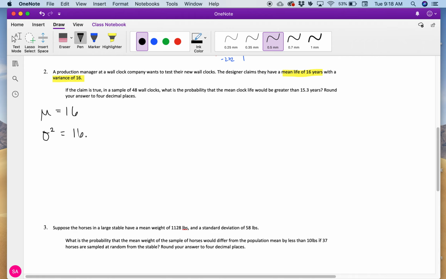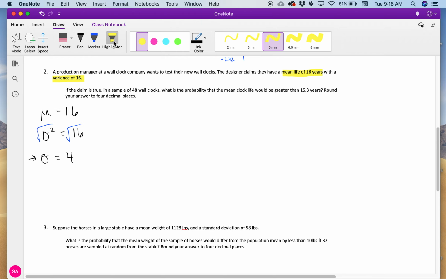Before we read the rest of the problem, our equation calls for standard deviation. So that's what we're going to find. And to get standard deviation from variance, we basically just take the square root. So once we square root, we get sigma, standard deviation, is equal to 4. And this is what we are going to use, not the variance.